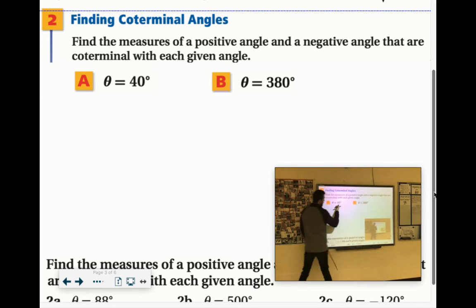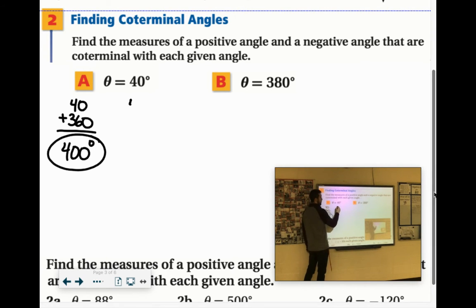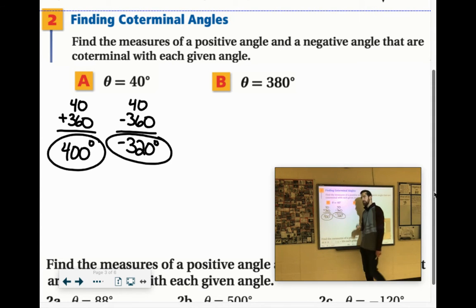So for the positive angle, you could just add 360 degrees, 40 plus 360, which would be 400 degrees. And if you were to go with the negative, you would just subtract 360 degrees. 40 minus 360, which gives you negative 320 degrees. And remember, if you wanted to find more, you could keep doing minus 360, minus 360, minus 360, or plus.